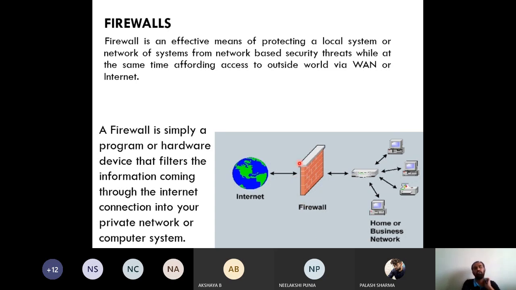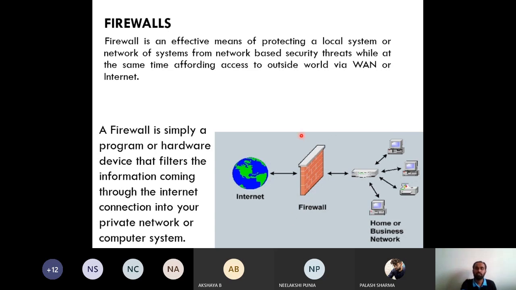As a definition, firewall is an effective means of protecting, very importantly, what? You are not protecting your internet. Think in a different way. By using your firewall, you are protecting your local network. That local network may have one device like my computer right now, or I may have a lab. For the complete lab, I may establish a single firewall, with multiple systems, or I may have a separate firewall for my device. My wish is to secure my LAN or my local network, not the internet.